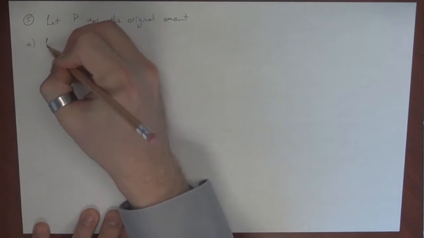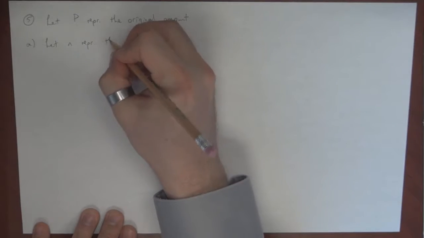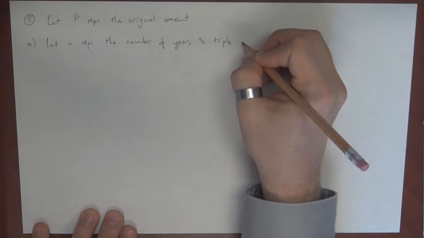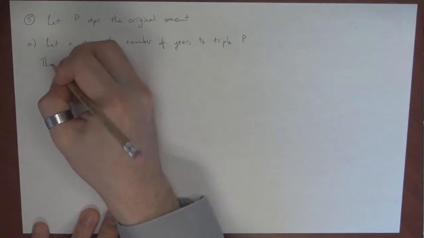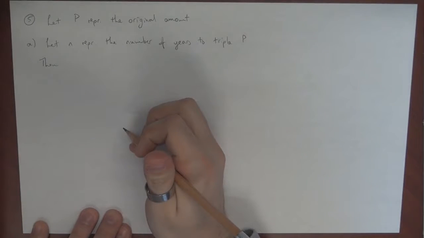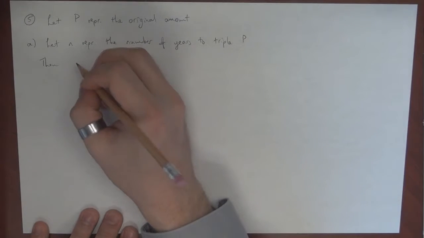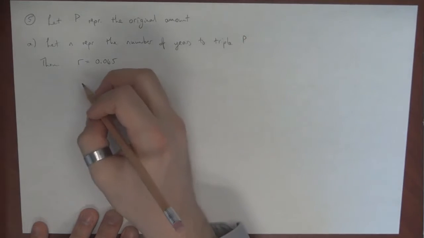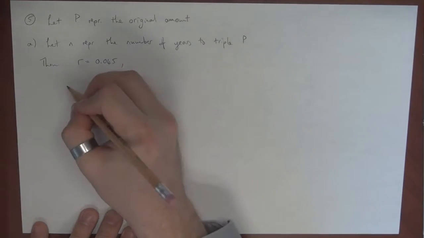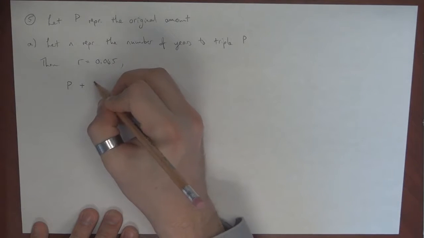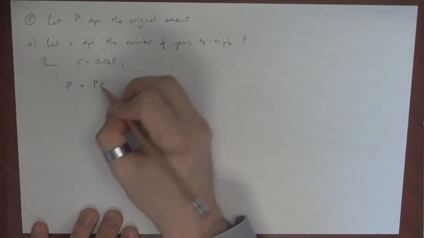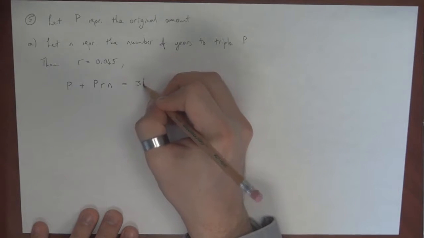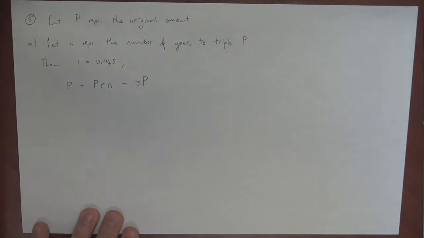in A, let's say N represents the number of years to triple my investment of P. Then I need to come up with an equation. So my simple interest formula says, well, R is 0.045, that's my interest rate. How does the simple interest formula work? I take my investment, I add the interest, and I do that for a certain number of periods, in this case years, and then I want at the end 3 times the original amount.